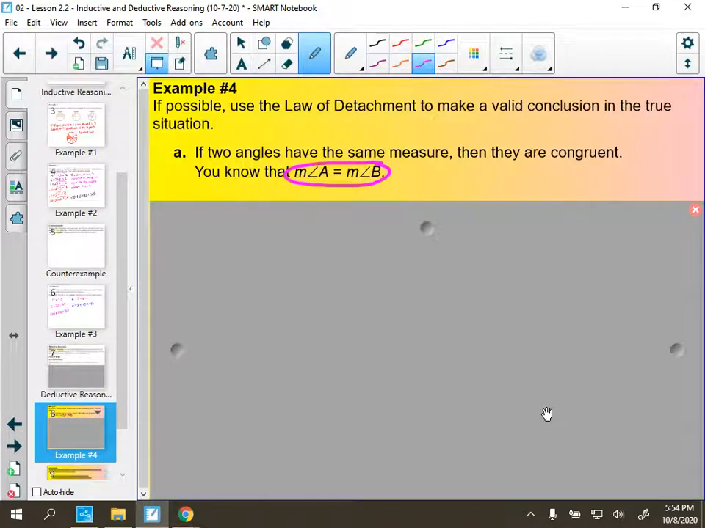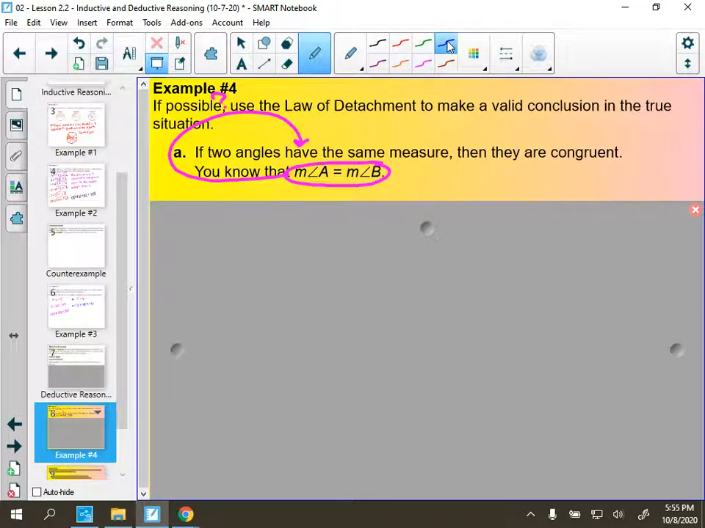So does this piece of information that I've circled in pink here make this hypothesis true? That's the question we're asking ourselves. The hypothesis: two angles have the same measure. The information: the measure of angle A equals the measure of angle B. Yeah, I would say that this piece of information makes this true. Two angles have the same measure. Therefore, what can we conclude?